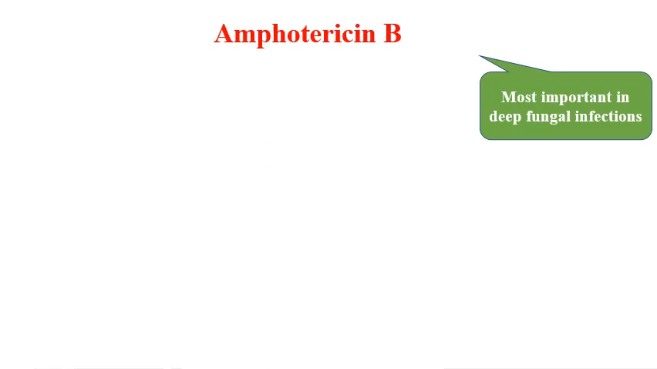We are going now to discuss each drug separately. The first drug is amphotericin B. From the previous slides, amphotericin B is used to treat which type of fungal infection, superficial or deep? Deep fungal infection. That's true.